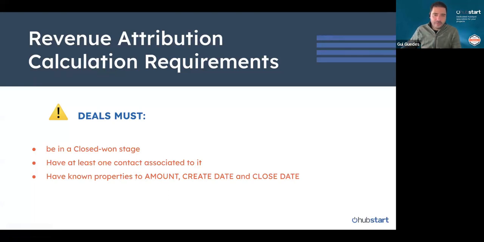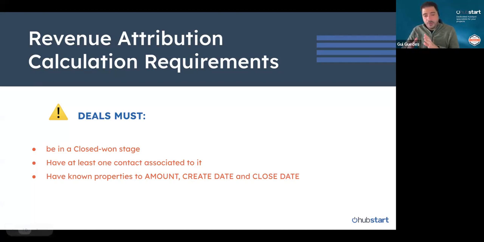It will not bring any of the information that we just talked about. And all of these properties need to be filled with any value. It doesn't matter, but it needs to be filled, which is the amount, the create date, and the close date as well. So if HubSpot has all of this information, you will have good quality data in your reporting, and this will work to your favor.